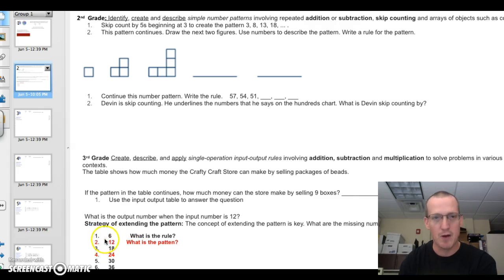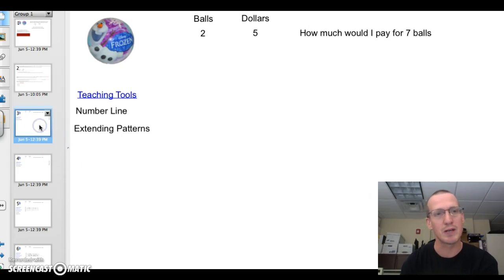Look at the pattern. How do we extend the pattern? 1 with 6, 2 with 12, 3 and 18, 4 and 24. What is the rule? What is the pattern that's happening? I'm multiplying every number of my input by 6, and my rule is multiplying by 6. And what's the pattern? Over on this side, my numbers are going up by 1. Over on this side, my numbers are going up by 6 every time. And that is one of the ways of extending the pattern, one of the expectations we have of kids as we're looking at this standard.